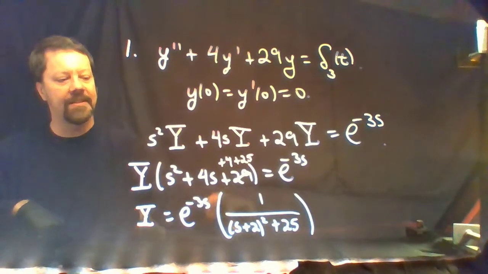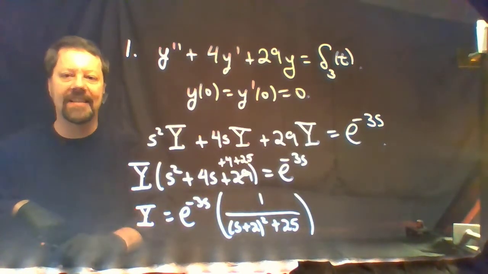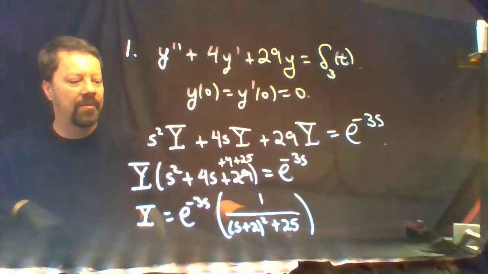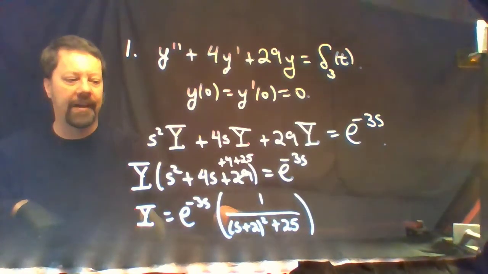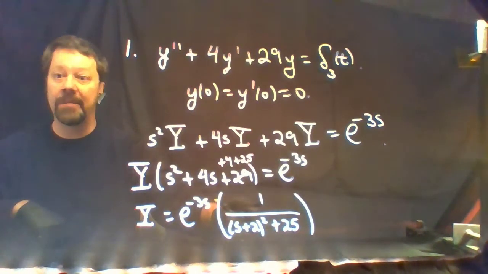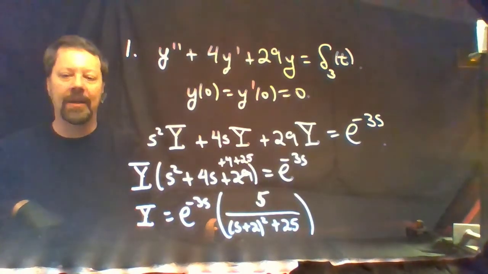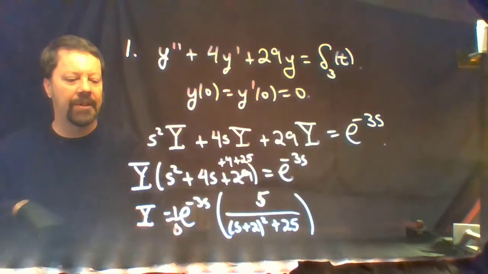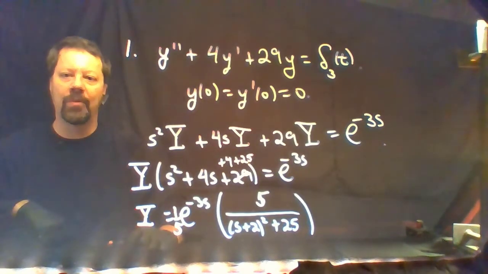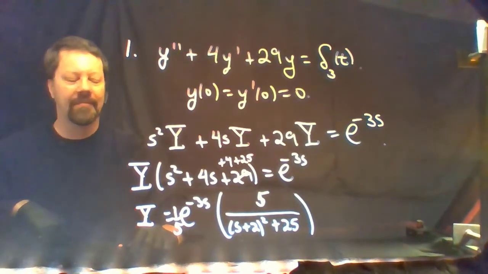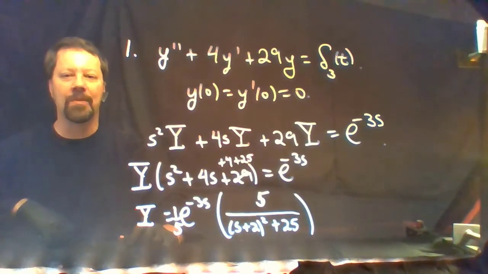To make this expression look more like something in the table of inverse Laplace transforms, we need to have the square root of 25 in the numerator, or 5. Remember, if this is b squared, this should be b. So I'm going to make this 5 because I get what I want. But to pay for it, I have to put a 1/5 out front. We're now ready to calculate the inverse Laplace transform.